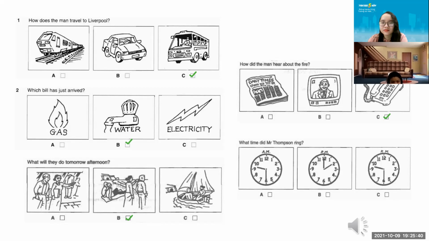Now listen again. How did you hear about the fire? It wasn't on the television news. No, it wasn't in the newspaper either. Sandra phoned and told me about it. Oh, I see.